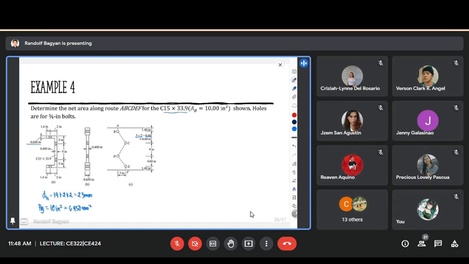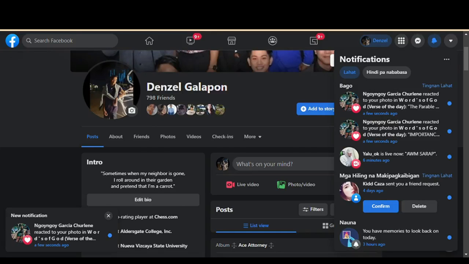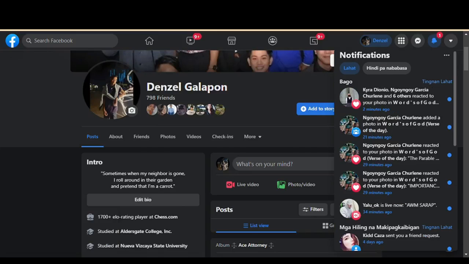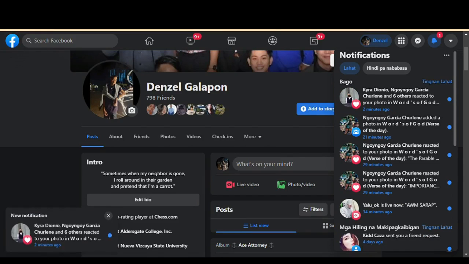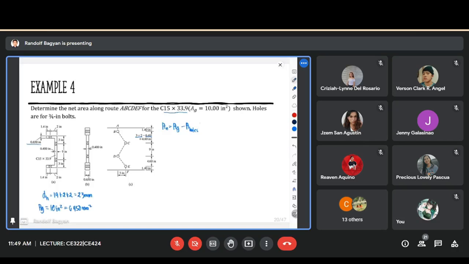That's the gross area. Now we compute for the diameter of the hole. We have the thickness. We can now compute our net area. Our net area is equal to the gross area minus the area of the holes that we will cut for the holes, plus the effect of stagger. That would be equal to the summation of your pitch squared divided by 4 times your gauge, multiplied by the thickness.